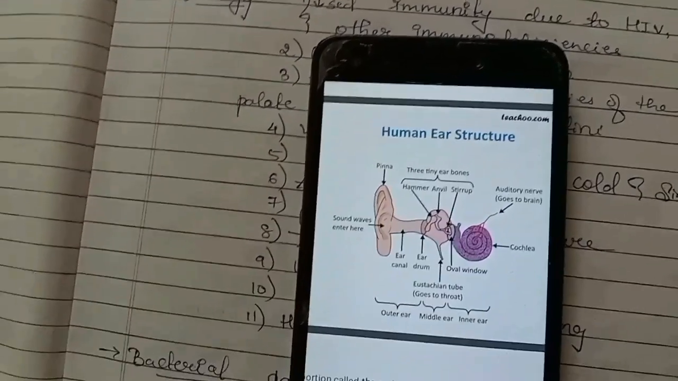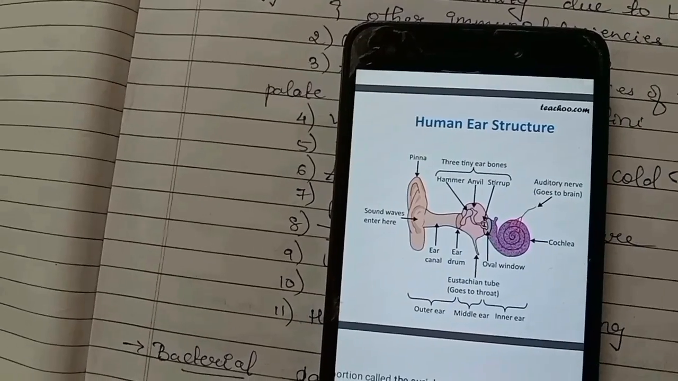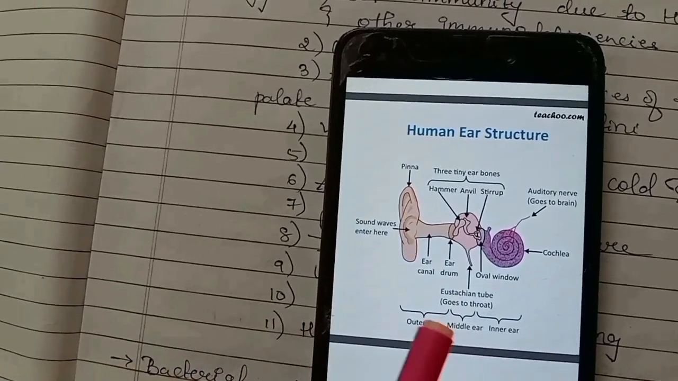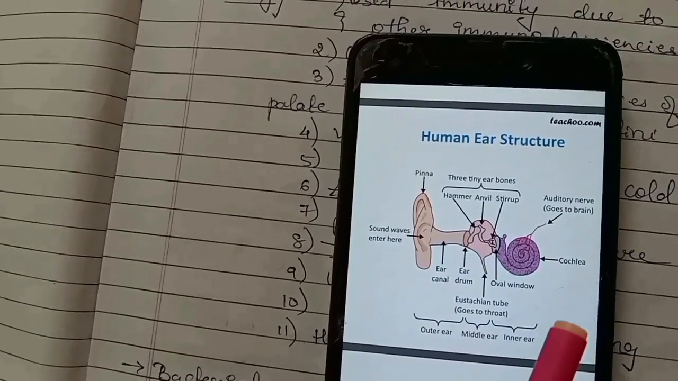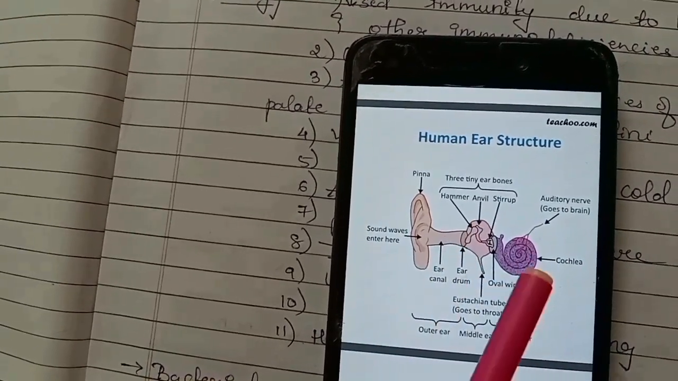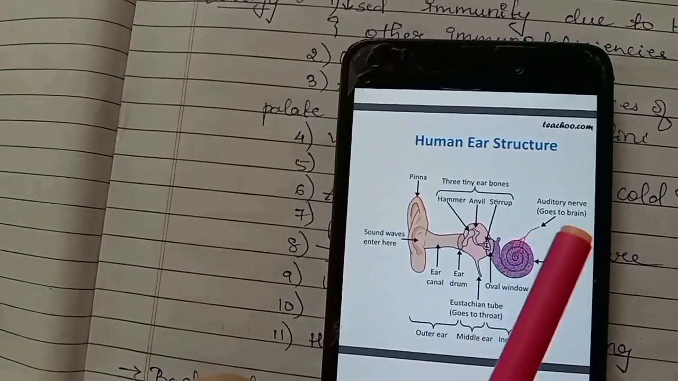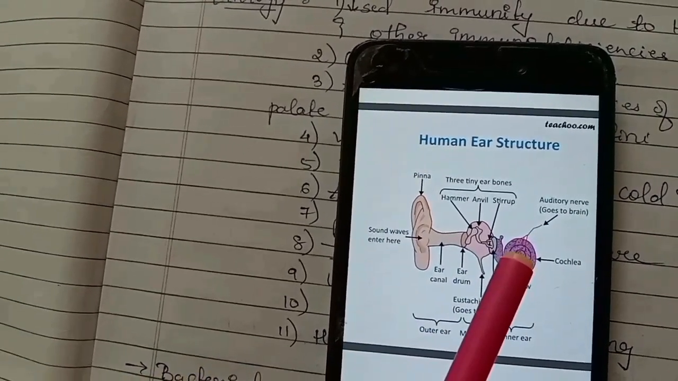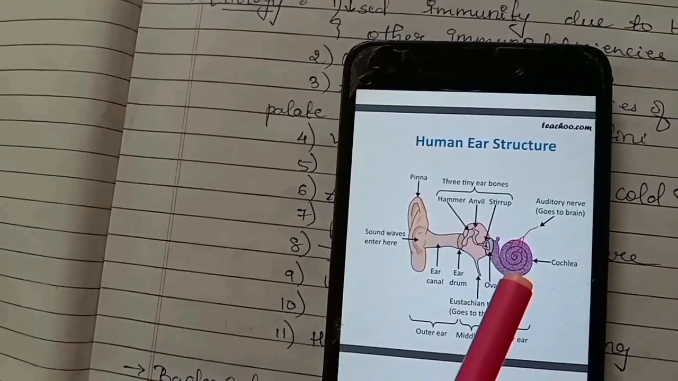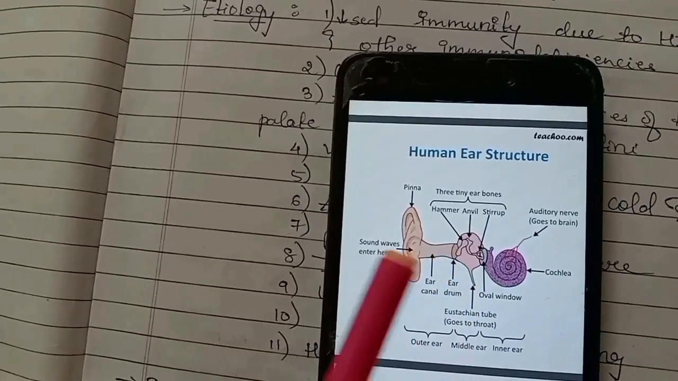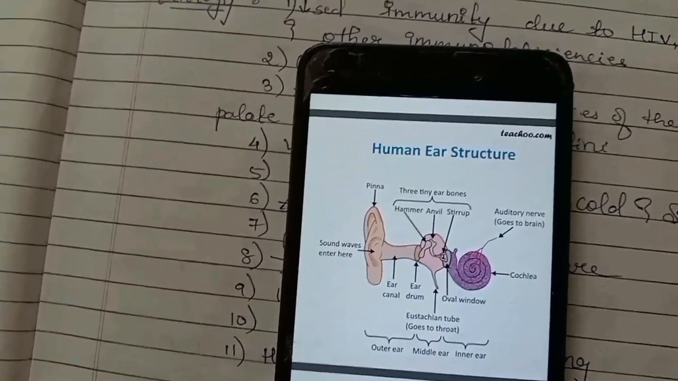This has sensory organs for postural equilibrium, and the cochlea has the sensory organ of hearing. These sensory organs of the inner ear have the endings of the auditory nerve, that is the eighth cranial nerve. It is also known as the vestibulocochlear nerve. So this is the anatomy.